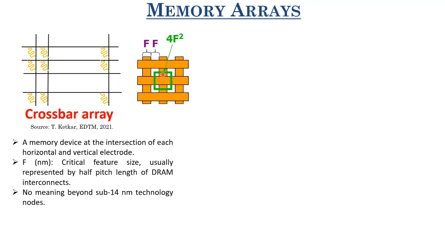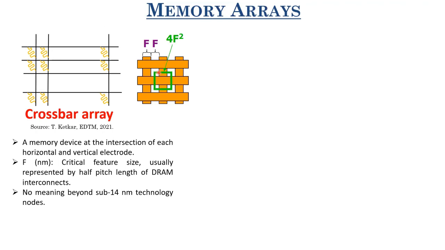So from the middle of this gap to the middle of this gap, that dimension will also be F plus F, 2F. So in the horizontal direction as well as in the vertical direction, the dimension is 2F for this memory cell, and hence the area that it occupies on the chip is only 4F square.